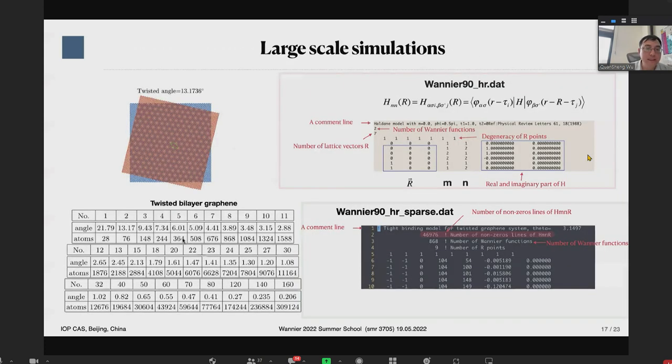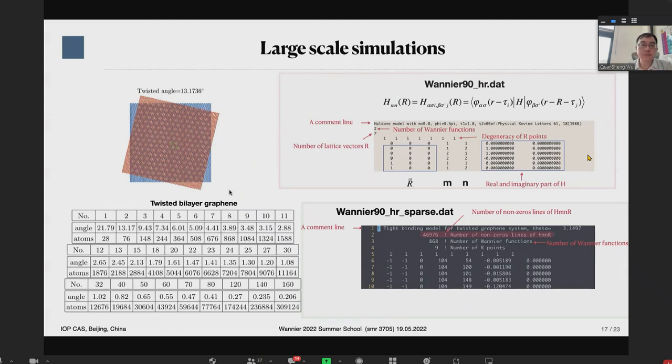Here is a table for the twist angle and the number of atoms in the unit cell for twisted bilayer graphene. You will find that at the magic angle, we have 11,000 atoms in the unit cell. It's very, very huge. If we want to store the tight-binding parameters in the original Wannier90 format, it's almost impossible, because we need to store 11,000 times 11,000 elements. And also we have 7 R points. So it's very, very huge.